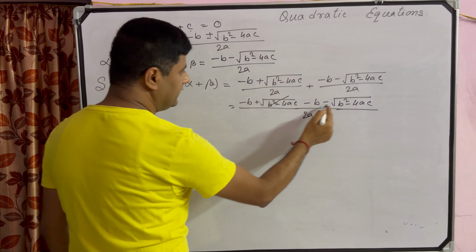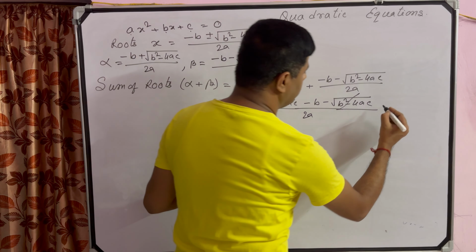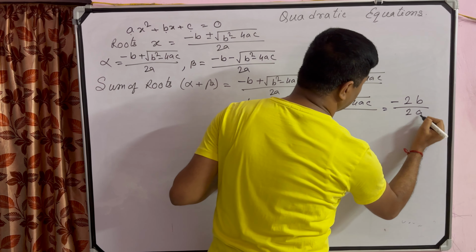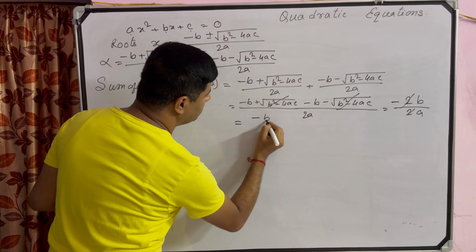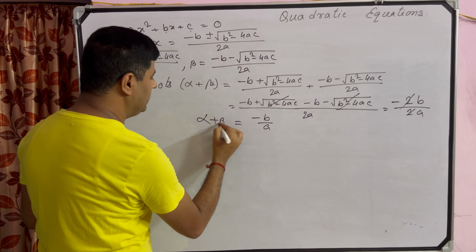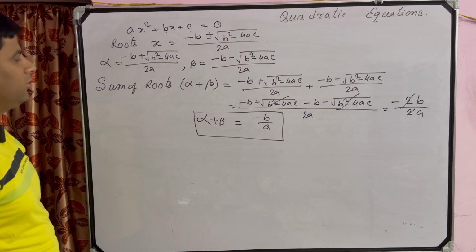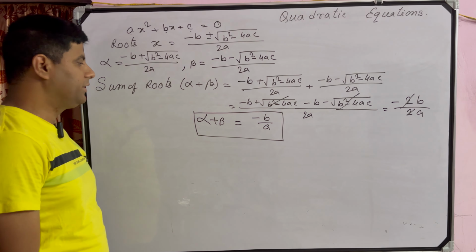So we can cancel these two. So what will I get? Minus b, so it will be minus 2b by 2a. So 2 cancels. What is the final result I got? Minus b by a. And this is the formula for alpha plus beta. So alpha plus beta equal to minus b by a, which is called the sum of the roots.